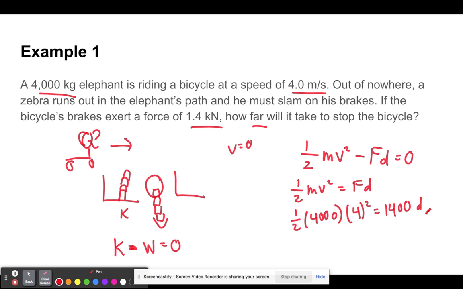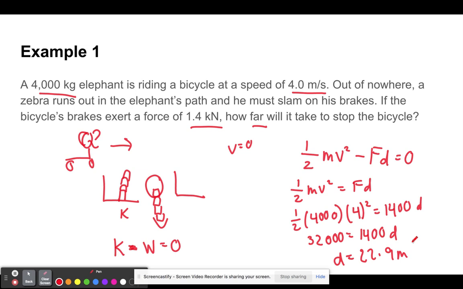So 4,000 times 1/2, that would be 2,000. And then 4 squared, 16. So 2,000 times 16 gives me 32,000 equals 1,400 D. So I'm going to divide that by 1,400, which gives me a distance of 22.9 meters. So that's how far my guy would go.